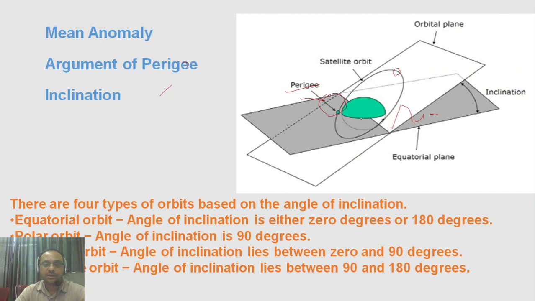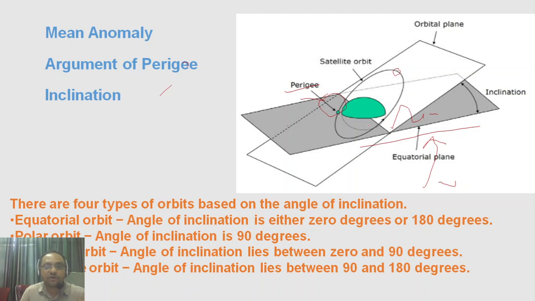Okay. Now the inclination. Inclination is the angle of the orbit plane in which satellite moves around the Earth. This is called the orbital plane. You can see. And second one is the inclination. This is the equatorial plane. So the angle between the orbital plane and equatorial plane, it's called actually inclination.